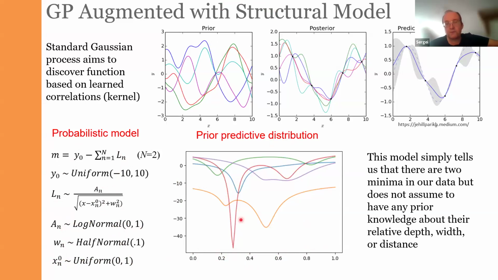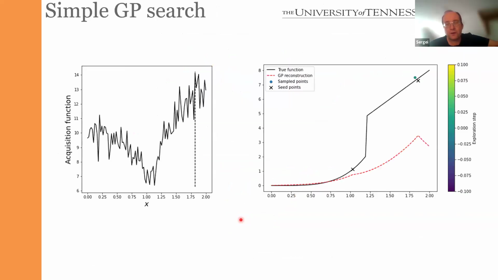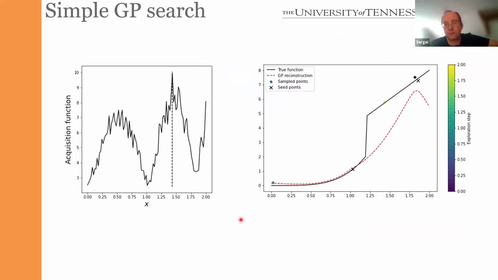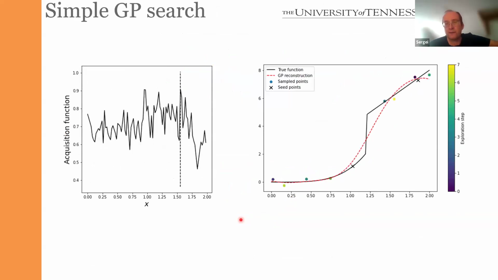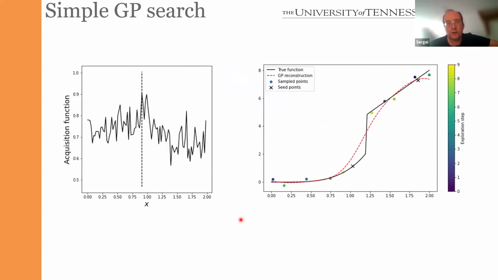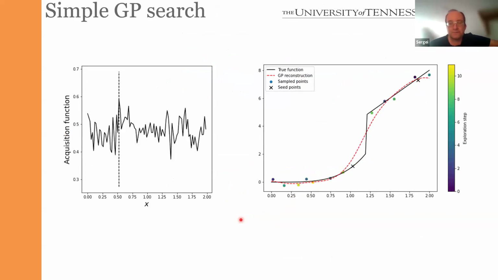So let me show you first a few examples of how the structured Gaussian process works compared to the normal Gaussian process, and how they can be used for scientific applications. And then I'll show you the notebook where we actually use them.